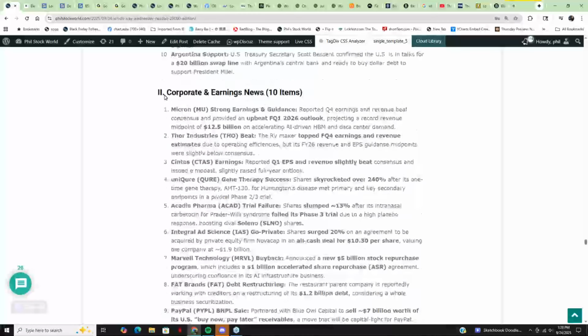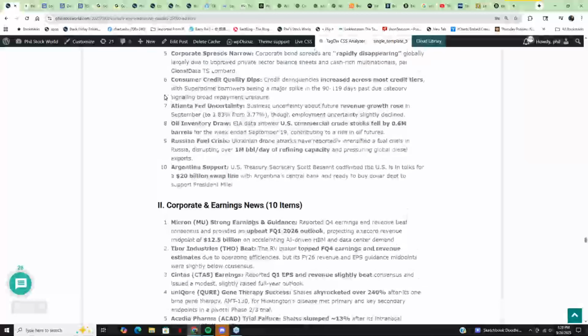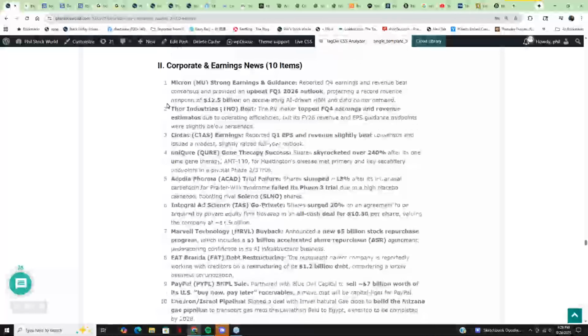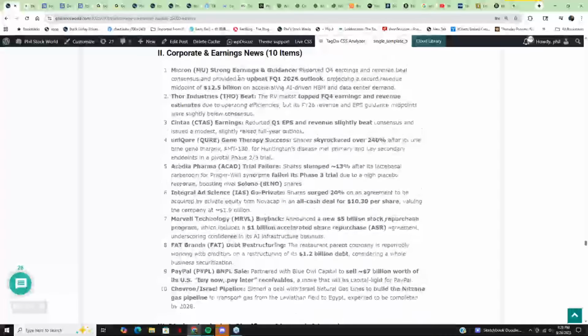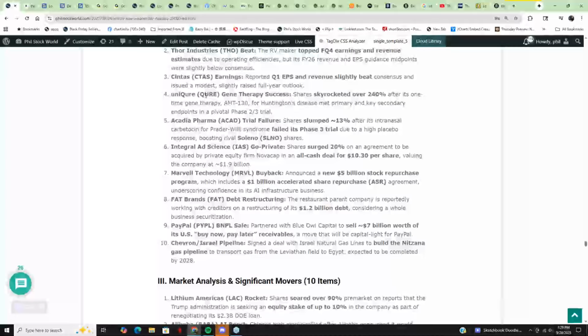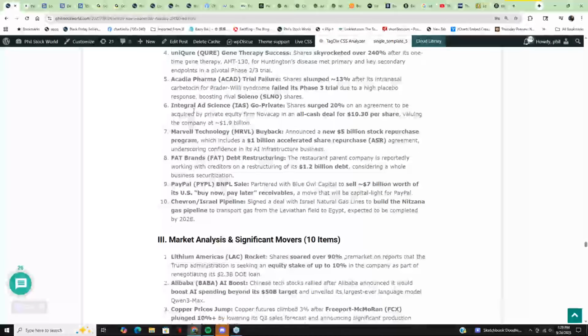So first of all, these are great items. These are all very good items. You put it on the macro and Federal Reserve. Under corporate earnings, Micron had good earnings and guidance in there, but they've already popped. Thor did well. Who else do we care about? Arcadia we don't care about.